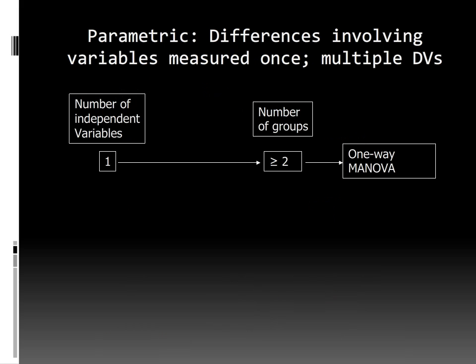We will now examine which tests are most appropriate if you have variables which are only measured once, but multiple dependent variables. If you have one independent variable with 2 or more groups and multiple dependent variables, you would run a one-way MANOVA. A research example of when it would be most appropriate to use a one-way MANOVA to analyze the results is as follows.